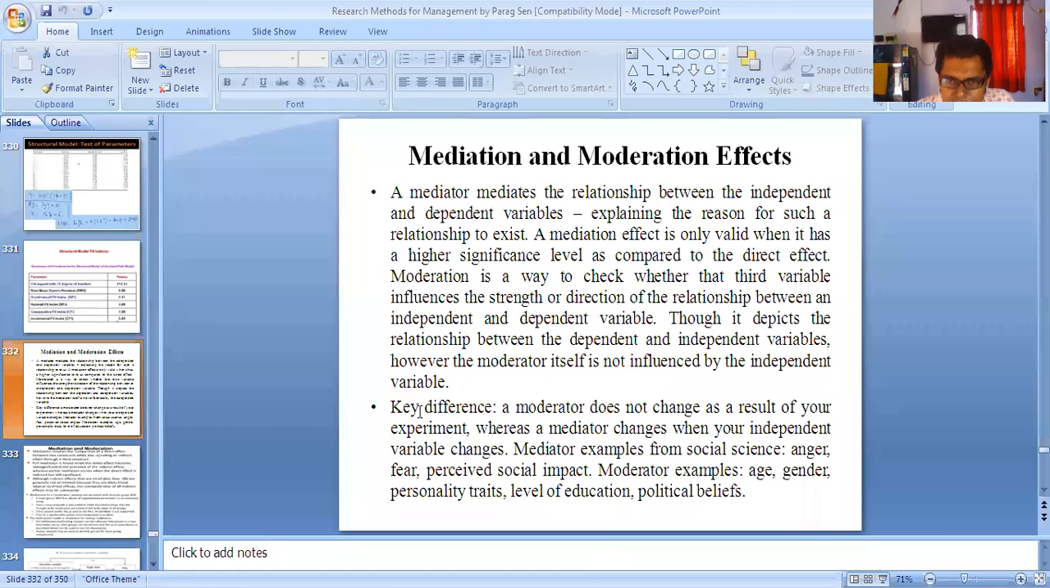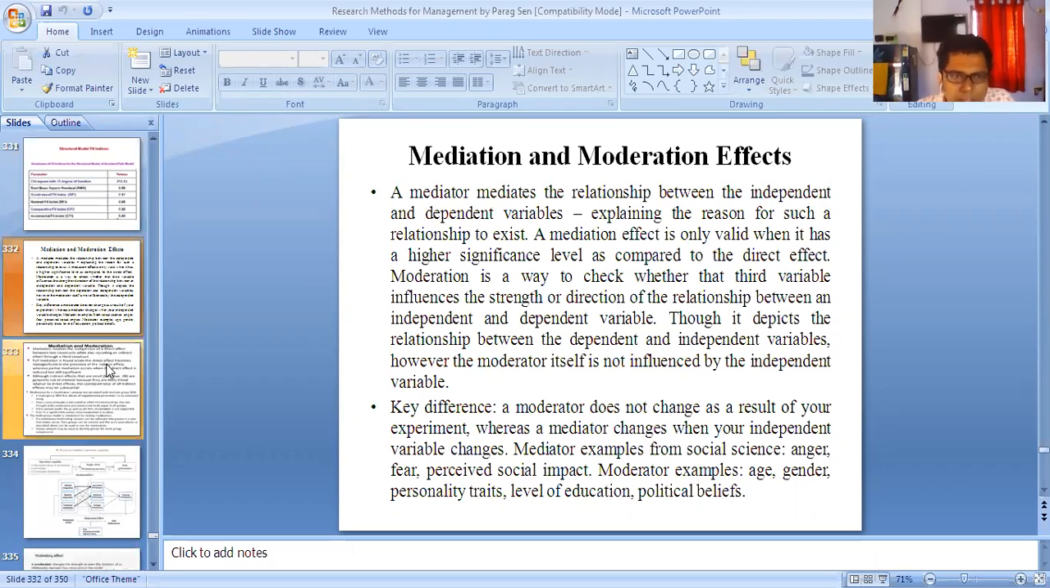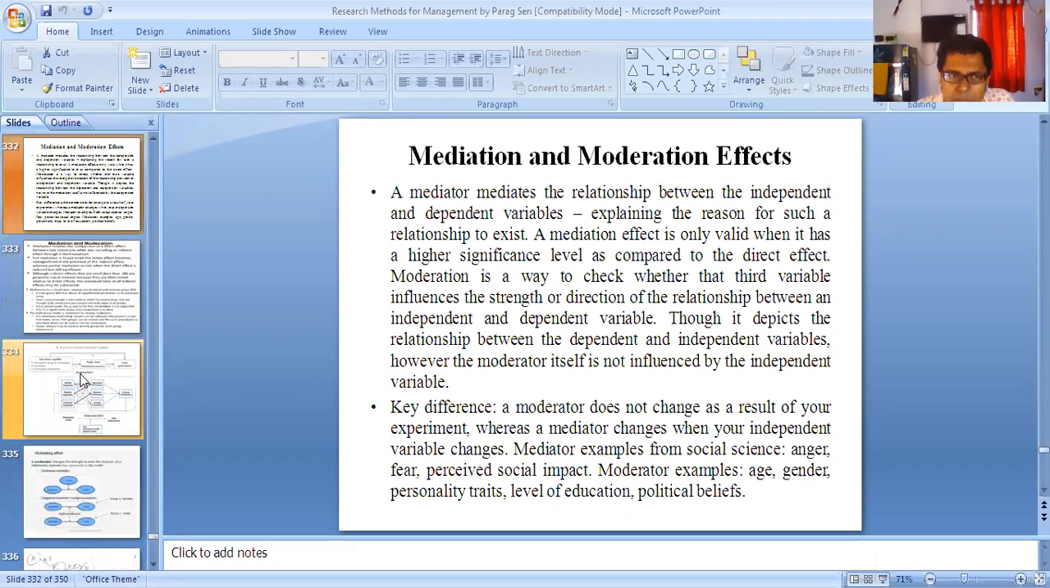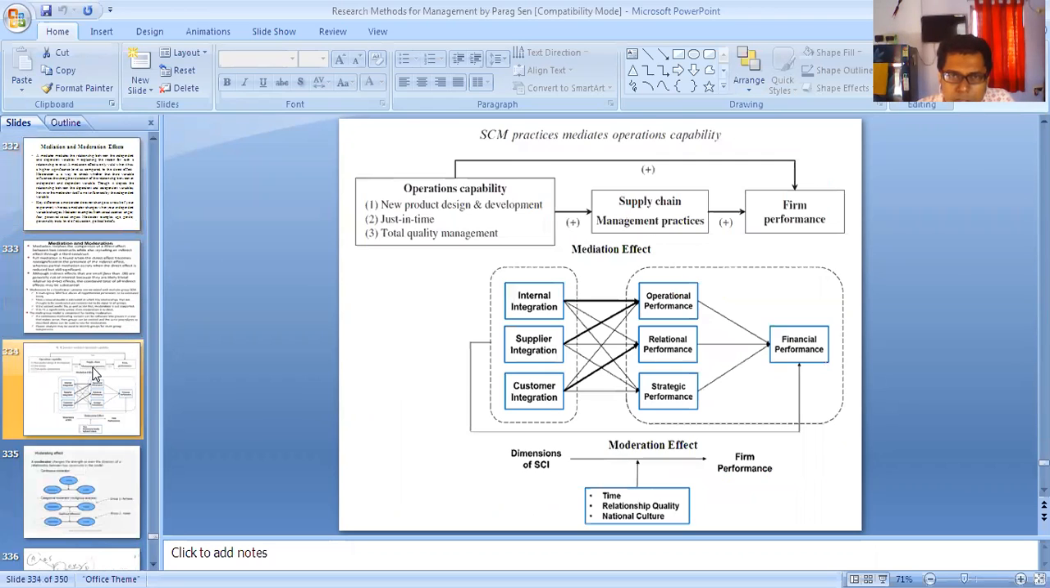And what is the key difference? A moderator does not change as a result of your experiment, whereas a mediator changes when your independent variable changes. Mediator examples from social science: anger, fear, perceived social impact. And moderator examples are age, gender, personality traits, level of education, political beliefs, etc. Okay. So take a look at the example. This will be very easy for you to understand.